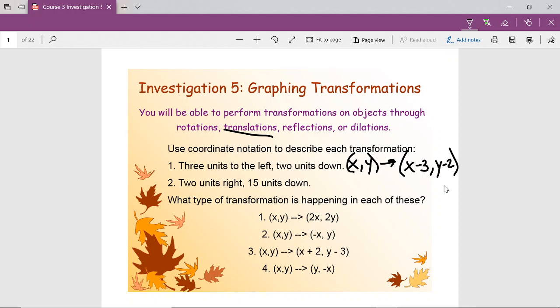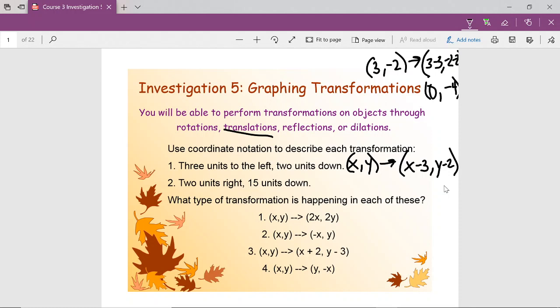So any coordinate that I am given, let's say I am given a coordinate point like 3, negative 2. If I were to go 3 units to the left and 2 units down, that's my original, and now I need to do my x coordinate 3 minus 3, and my y coordinate negative 2, and I'm subtracting 2. So I would end up with a coordinate point of 0, negative 4. That would be my new coordinate point after the translation.